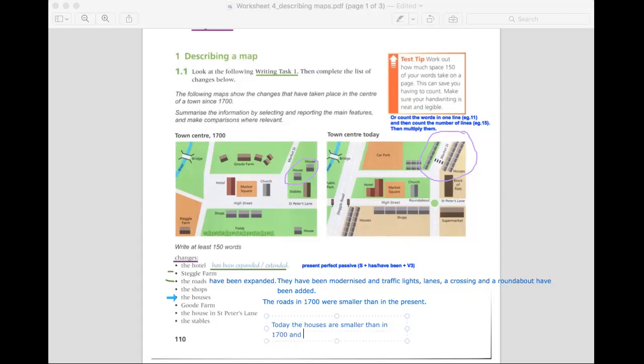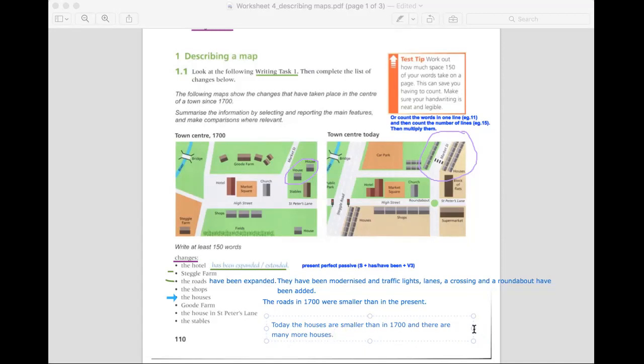And what else has changed? So they're smaller and there are many more houses. Okay, so we could also say the houses are smaller and there are many more of them than in 1700. All right, so again, we're using comparatives to talk about change.